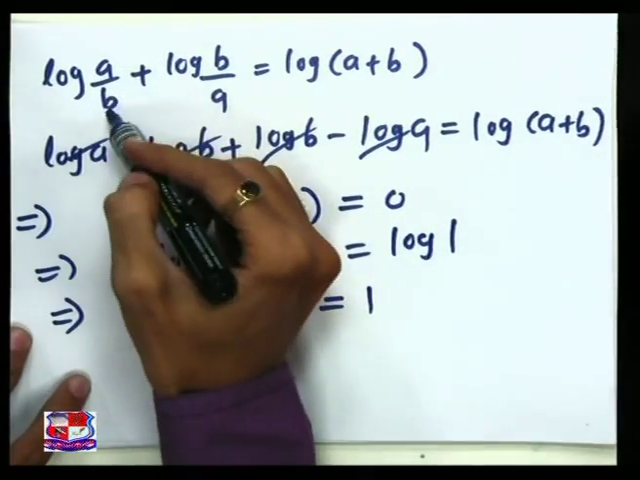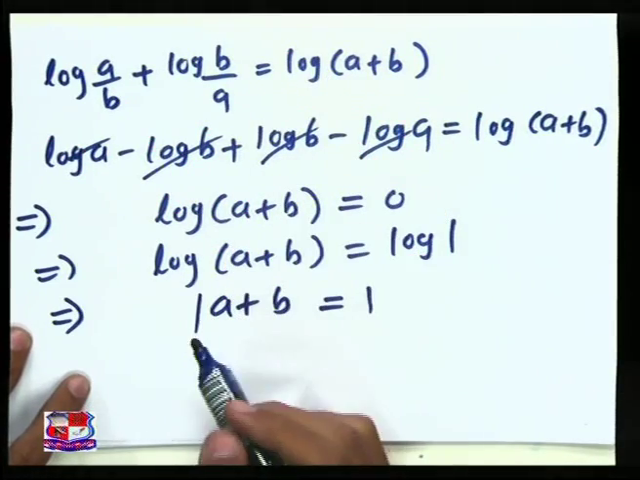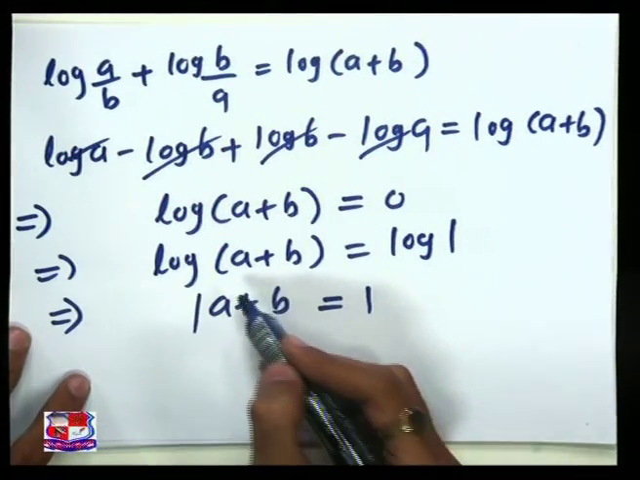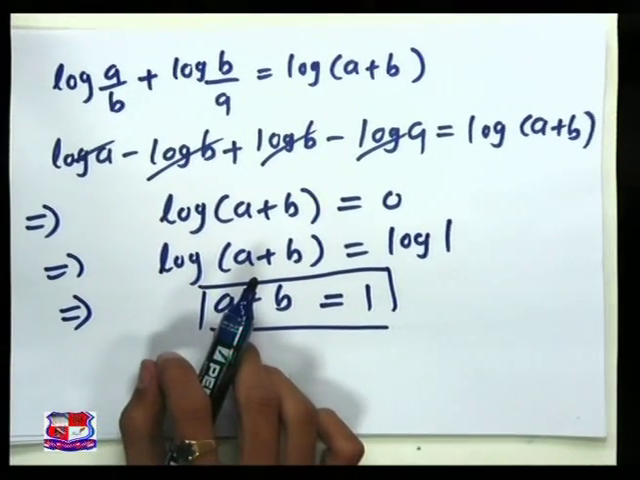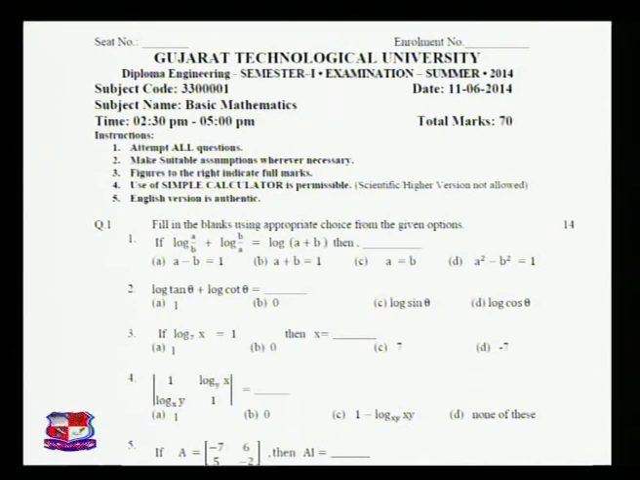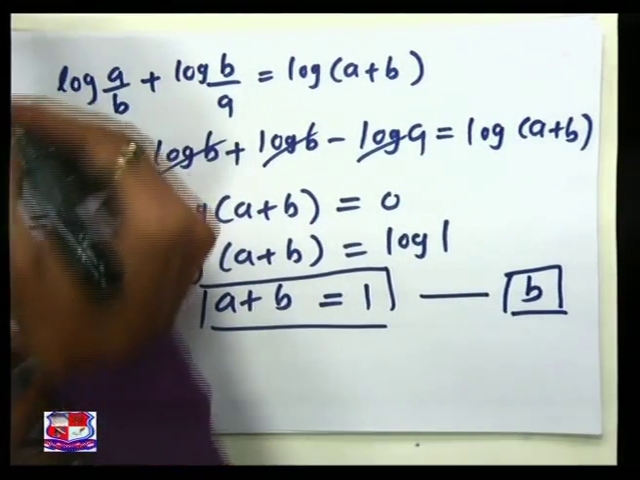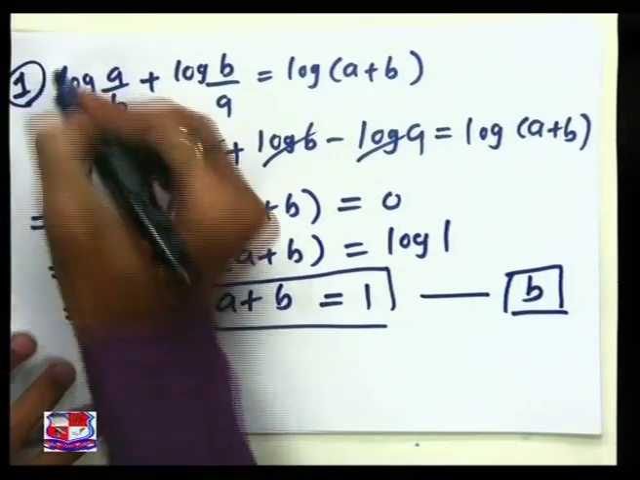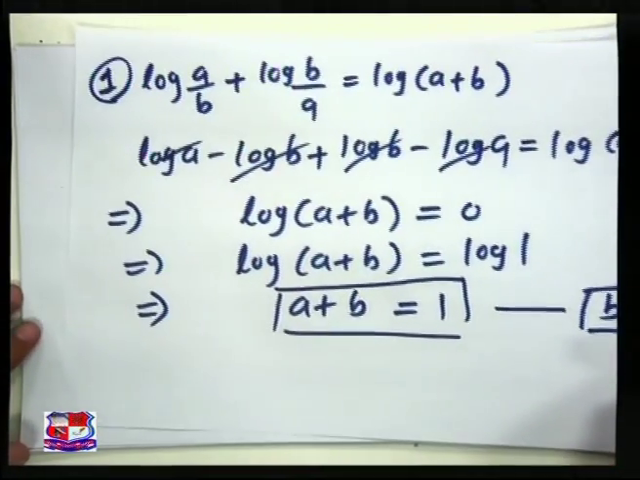If log a upon b plus log b upon a is equal to log a plus b, then we will get a plus b is equal to 1. If we see on the screen, that is our answer b. So a plus b is equal to 1, and our answer is b for the first MCQ. Okay, so this is for the first one.